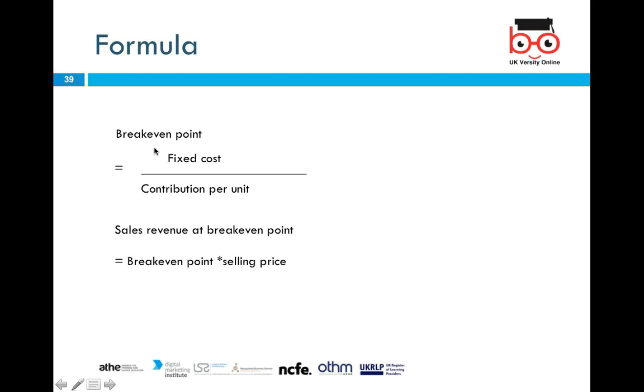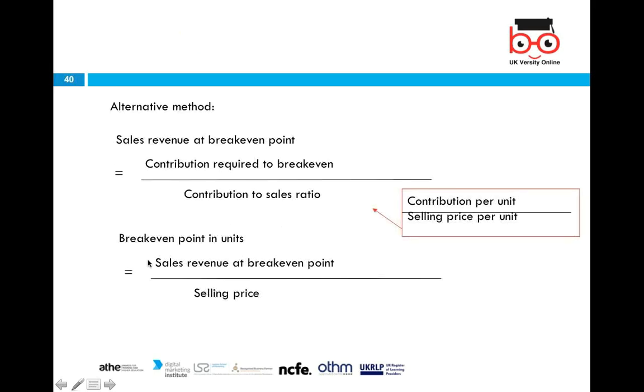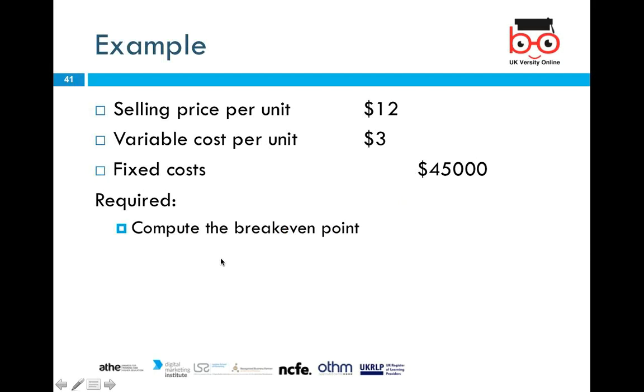So fixed cost over contribution per unit, that's the break-even point in units. And then the break-even point in sales revenue: if I multiply the break-even point by the selling price, then we can get the break-even point of sales. These are the elaboration of the formula: contribution per unit, selling price per unit, the contribution to sales ratio, and the break-even point in units. This is the basic formula.